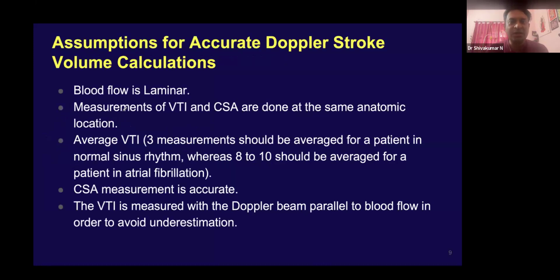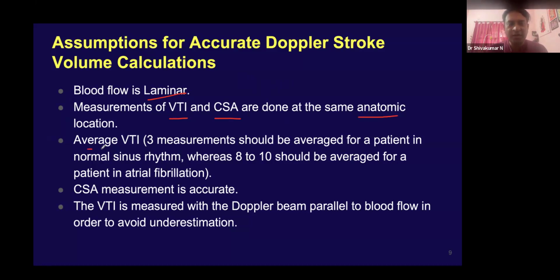There are a few assumptions that we make when we calculate cardiac output from VTI. We assume that the blood flow is laminar. So across the area where we measure, the blood flow should be laminar. If there is a lot of turbulence in the flow, such as a stenotic lesion or regurgitant lesion, then your VTI measurement will be wrong. Another important assumption is that the measurement of VTI and the area where you measure the VTI are done at the same anatomical location. It's not that you measure the area at one point and the VTI at another point. Both should be measured at the same anatomical location.